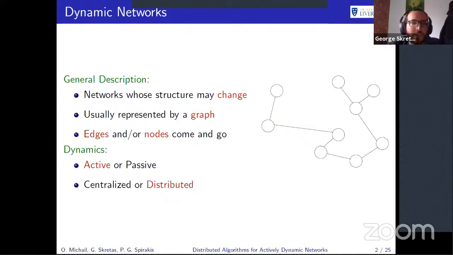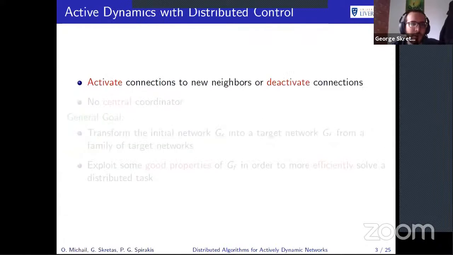Another distinction is that we can either have a distributed or centralized setting. Centralized means that we have complete control over the system and we can force every node to do whatever we want, and we usually have complete information, while distributed means that every node acts independently with some kind of local information. And in this talk, we are interested in active and distributed dynamics. So we want nodes to be able to activate connections to new neighbors or deactivate some connections. And we have no central coordinator for the nodes.